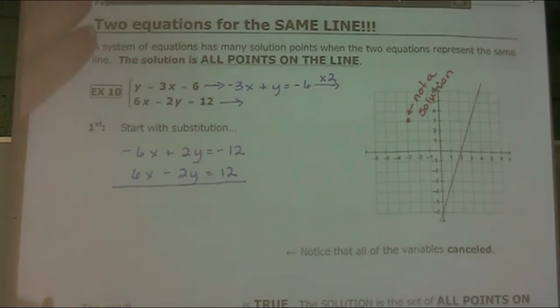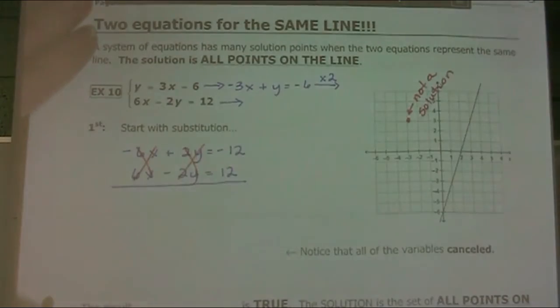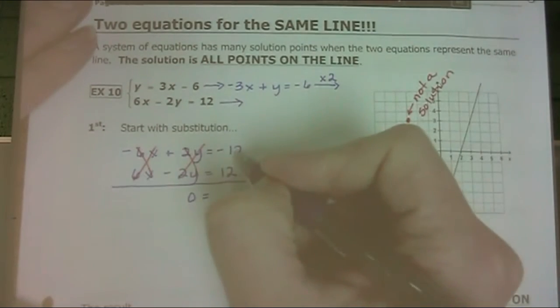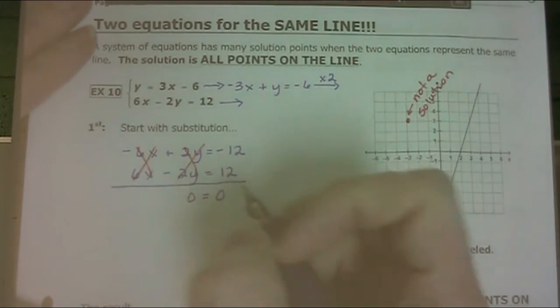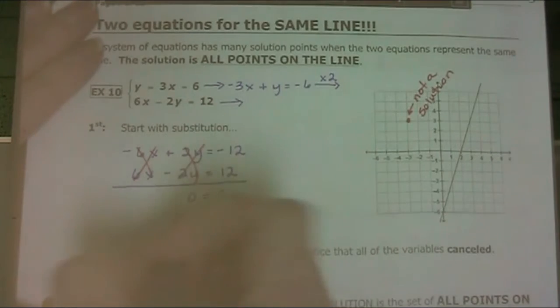Now notice what happens when I add these two together. The x's eliminate, the y's eliminate. So what I have remaining on the left-hand side of the equation is 0. And even on the right-hand side, negative 12 and positive 12, that is 0. So what I'm left with is 0 equals 0. 0 equals 0 is a true statement. So that's telling me these two equations are actually the same line. There's no difference between the two. All right? So these are the same line.